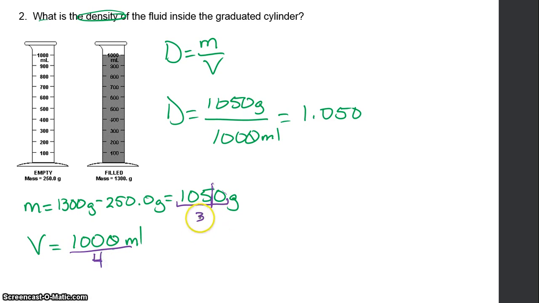So our least precise measurement has 3 sig figs, so that means we're going to round this to an answer at 3 sig figs. So 1, 2, 3. We're going to cut it off right here. So our answer is actually 1.05 grams per milliliter.